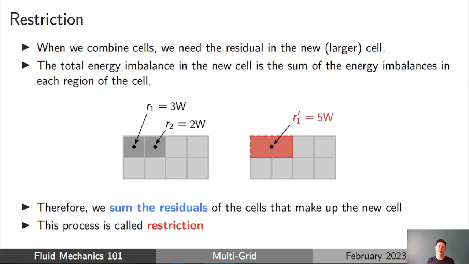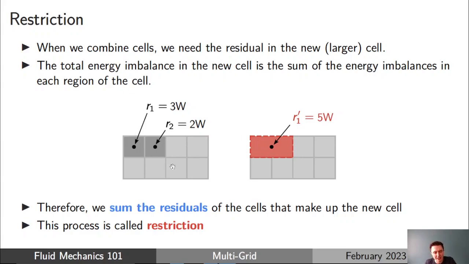So what does this mean? How does this physical understanding help us when we want to do restriction? Well, if we think physically about combining cells in the finite volume method, if we have this example mesh with 8 cells, and I want to combine these top 2 cells on the left into a larger cell. My cell on the left has an energy imbalance of 3 watts, and my cell on the right has an energy imbalance of 2 watts. That means there's 3 watts more coming out than going in. So there's a 3 watt imbalance in the left cell, and there's 2 watts more coming out of the cell on the right than there are going in.